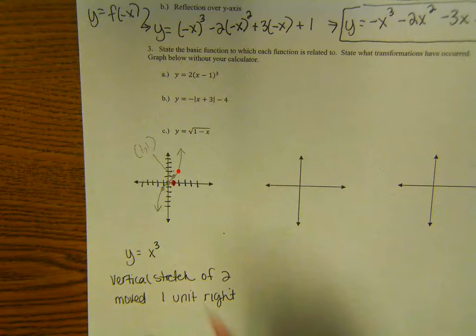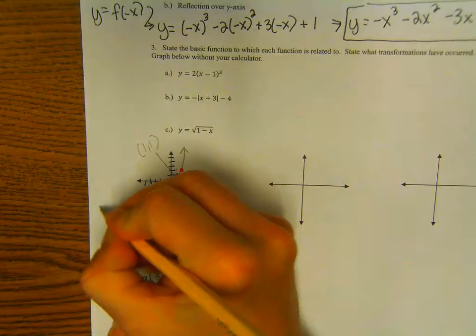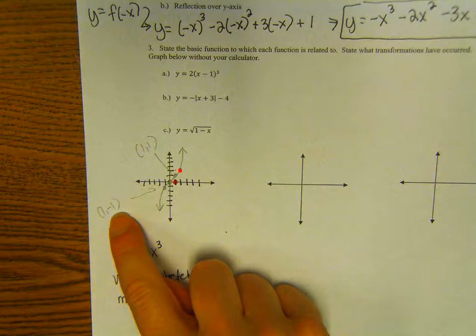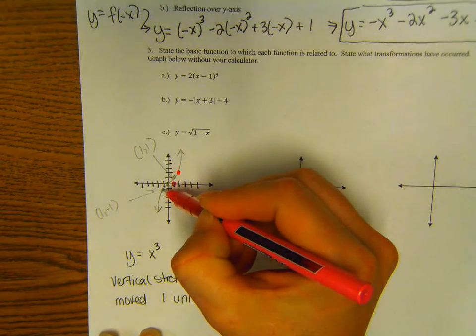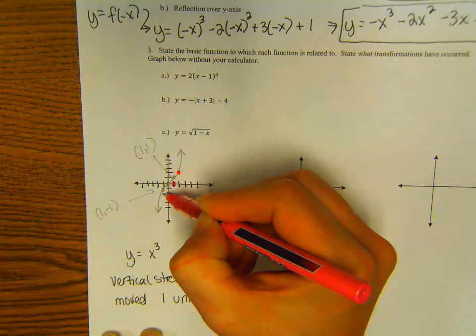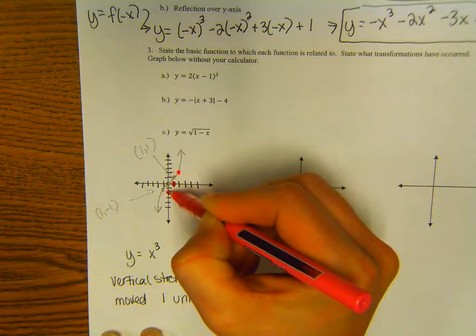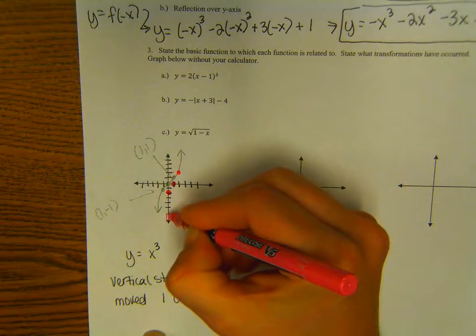All right, let's take a look at the point (1, -1). What if I stretched that, or multiplied that y-coordinate by 2? It would go to (1, -2). So I stretch (1, -1) to (1, -2), and I move it 1 unit to the right. It's going to be resting on, yep. And then I draw my curve again.